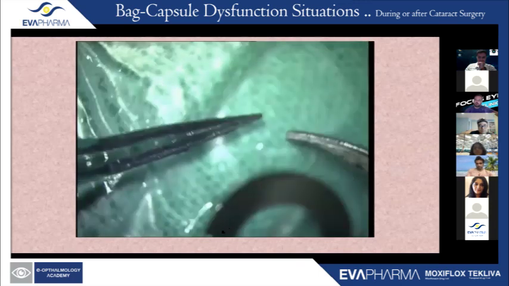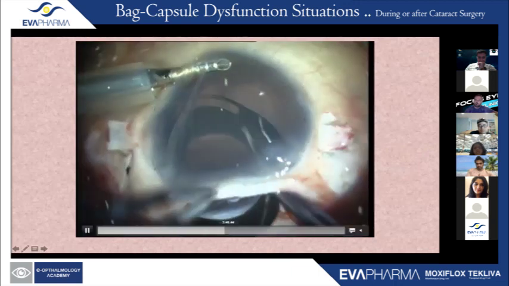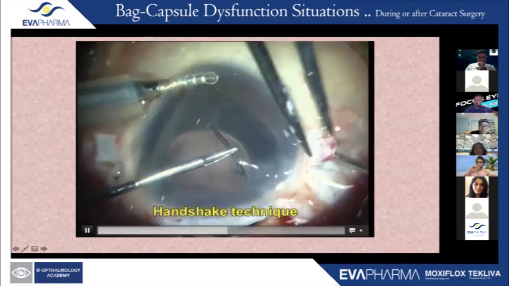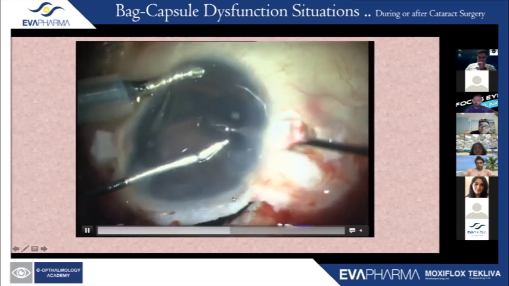So both the aniridia IOL eyelets are cut off, and then you do the same thing. Basically, you introduce it, get the haptics out. You can see the first haptic is out. And we do the handshake technique for bringing the second haptic out as well. So that's the second haptic out.